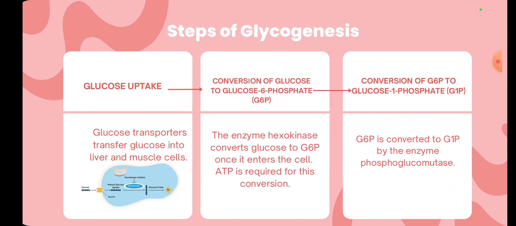The process of glycogenesis involves multiple steps. When the glucose molecules enter into the muscle or liver cells with the help of glucose transporters, the glucose molecule converts into glucose 6-phosphate by the enzymes glucokinase in liver and hexokinase in muscles. Here, ATP is required for this conversion. Glucose 6-phosphate is converted to glucose 1-phosphate by the enzyme phosphoglucomutase.